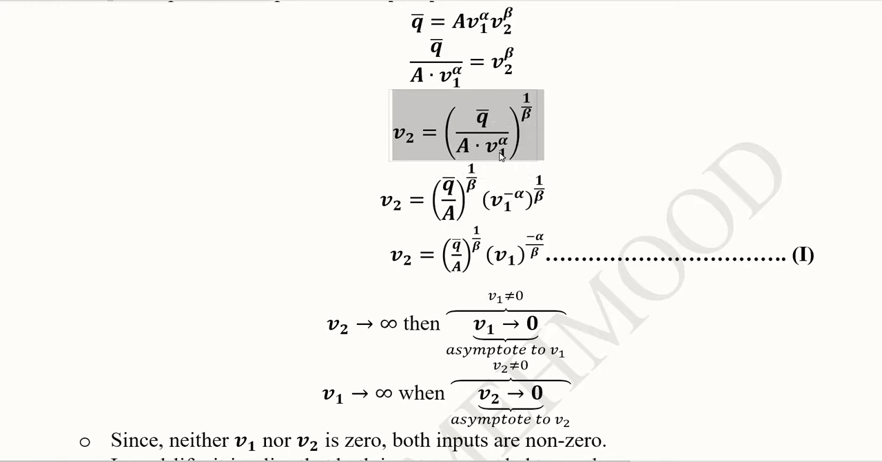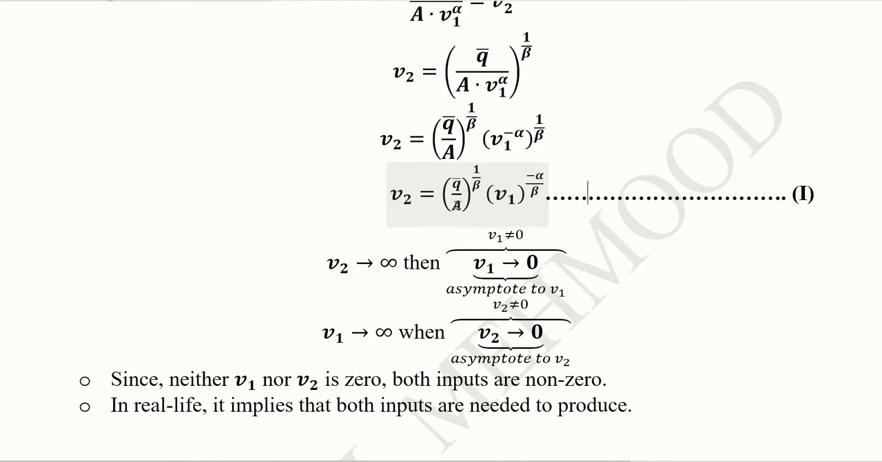Here there is another thing that we can note, and that is the separation of these two terms, that is term V1 and the other terms, that is Q bar and A. So we have separated these two terms, and now we have gathered the powers, that is minus alpha and 1 over beta. They have been gathered here, and finally we have a more consolidated form of V2 in terms of V1.